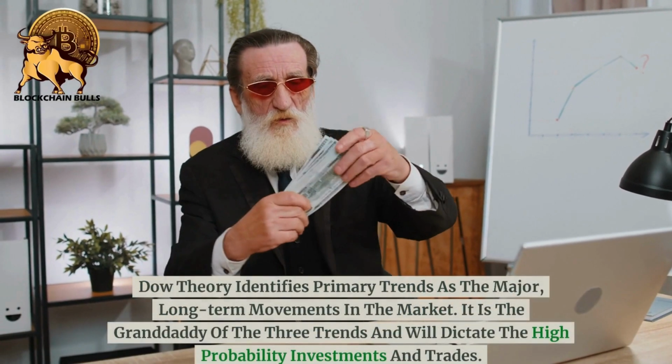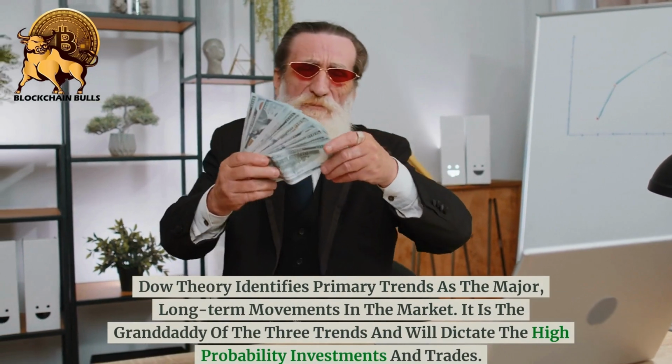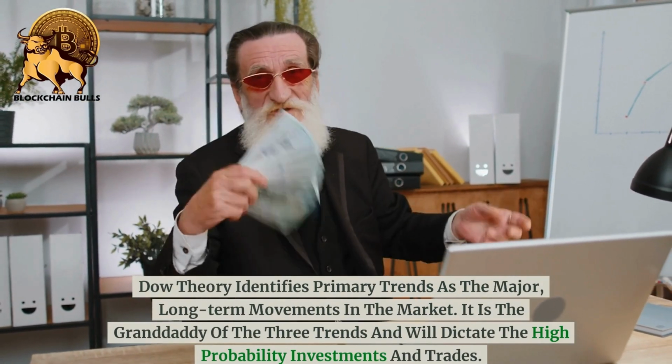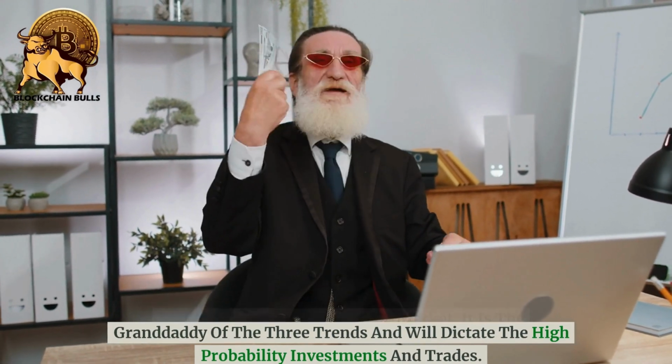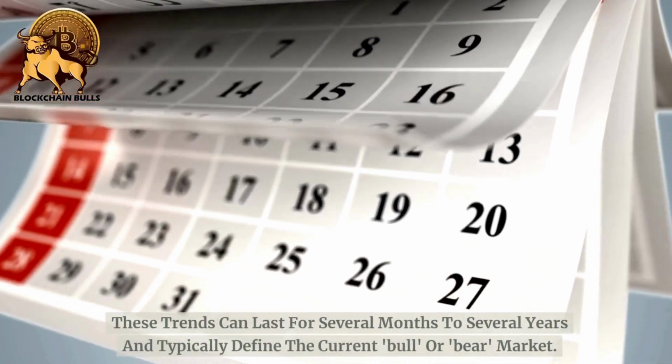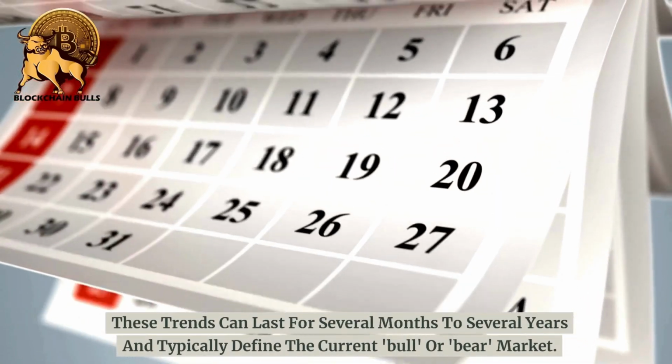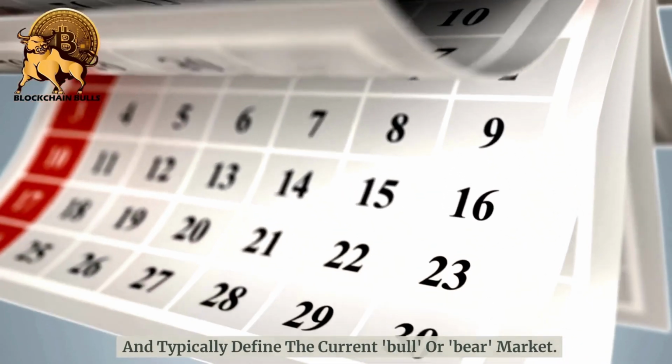Dow theory identifies primary trends as the major, long-term movements in the market. It is the granddaddy of the three trends and would dictate the high probability investments and trades. These trends can last for several months to several years and typically define the current bull or bear market.